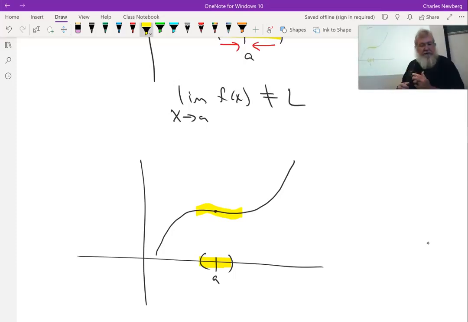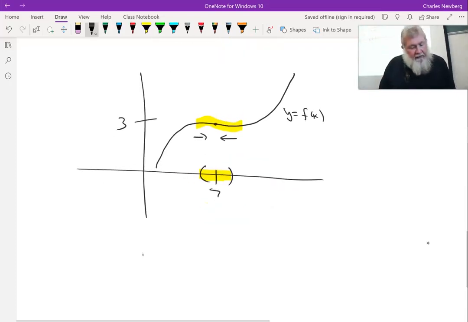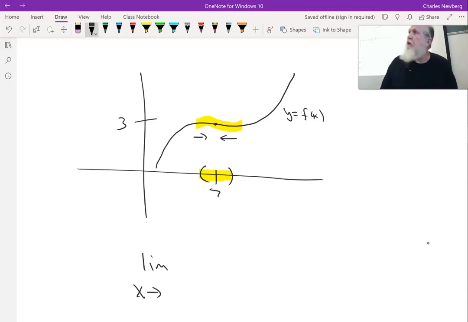Now let's look at what happens as we go into A. As we go into A from this side, does it approach the same y coordinate as we go into A on that side? It does, doesn't it? So whatever this y value is, and let's say this y value is 3, and this is the function f of x, and let's even change the A to 7, just for notation now. So what would we say on this one? We would say the limit as x approaches the value 7 of f of x, and we'd say that limit is 3.